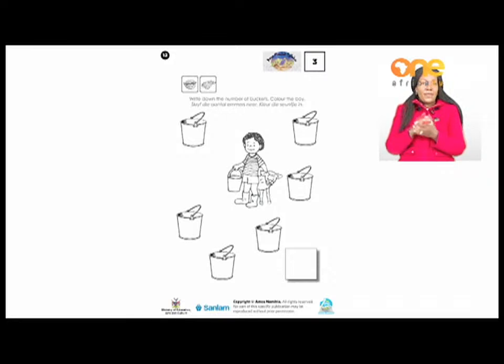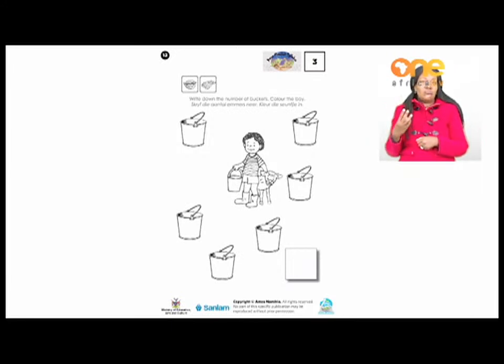On page 12, it says, write down the number of buckets. Color the boy. There is a boy standing right in the middle of the farm. He likes playing with his lamb. He likes looking after the sheep. He helps his father to carry the buckets of milk on the farm. So the boy is carrying one bucket. Now we need to count.